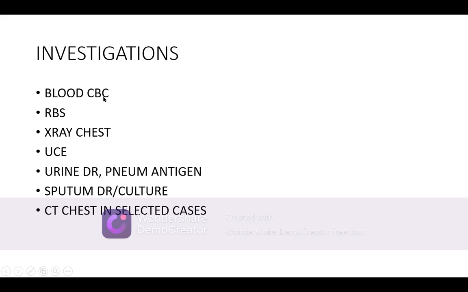Investigations: CBC will show you leukocytosis, random blood sugar, chest X-ray will be very characteristic, and urea, creatinine, electrolytes for the scoring system, because there is septicemia. You have to calculate the score by doing urea, creatinine, electrolytes. Urine DR should be done, and culture and sensitivity also. Sputum should be done for AFB to exclude TB, and also for the GeneXpert. Urine will be done for the DR and pneumococcal antigen.